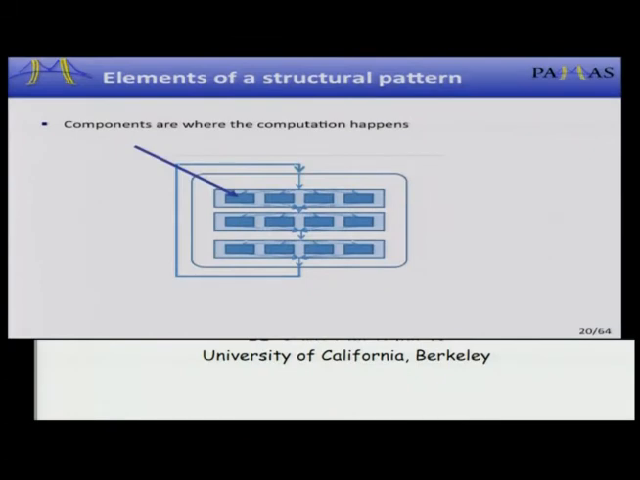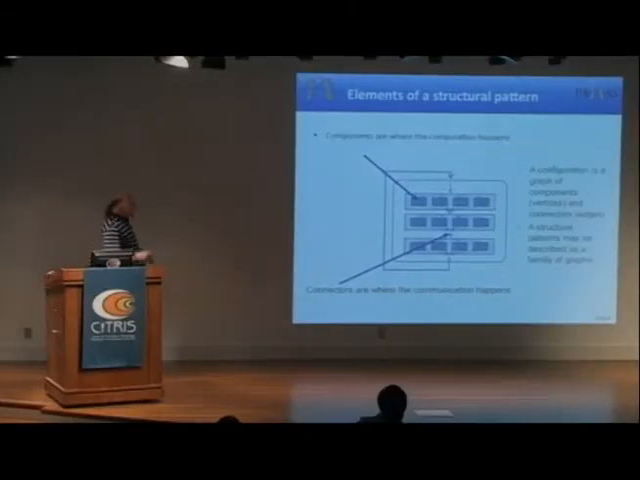It's pretty simple. This goes way back in the history of object-oriented programming. A structural pattern is simply built up of components, which is where the computation happens. Component is just where you put the computation. Connectors are where the communication happens between computations. A configuration is a graph of components, where the computation happens, and connectors as edges. So this is a graph. The vertices are the components, the edges are the connectors. And then if we want a particular structural pattern, like pipe and filter, that can be seen as a family of related graphs. So far, so good?